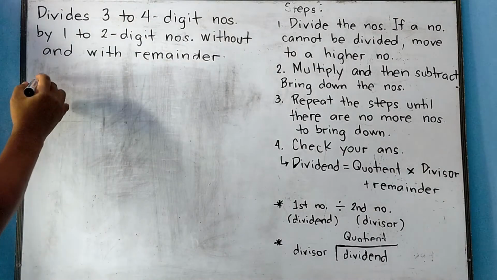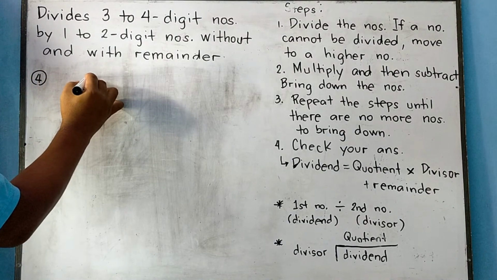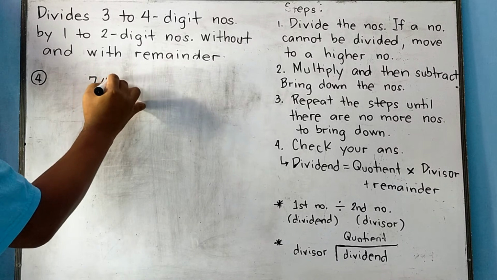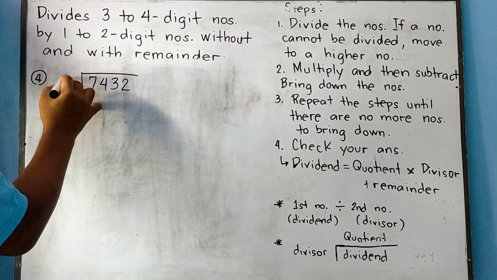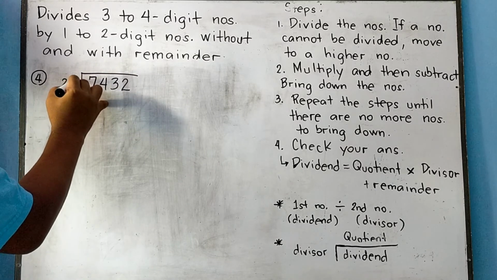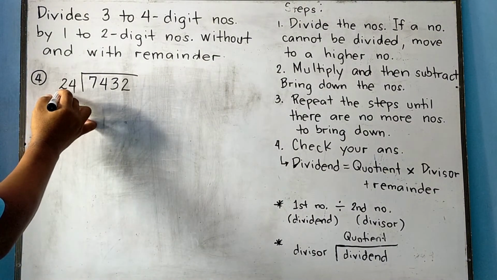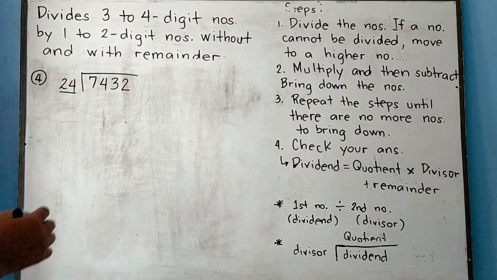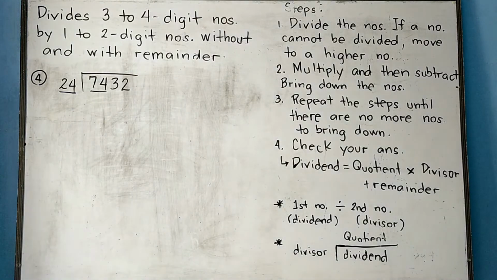Our last example, example number 4. Suppose we have 7,432 divided by 24. What is the quotient? So since our divisor is a 2-digit number, it means 2 digits also are what you will look at in the dividend. So, your problem is 74 divided by 24.